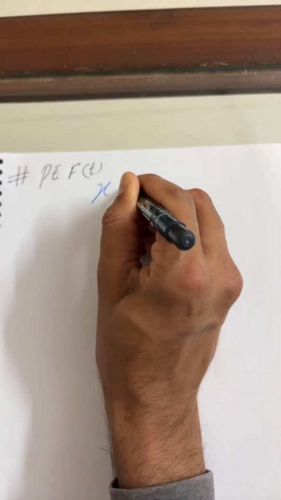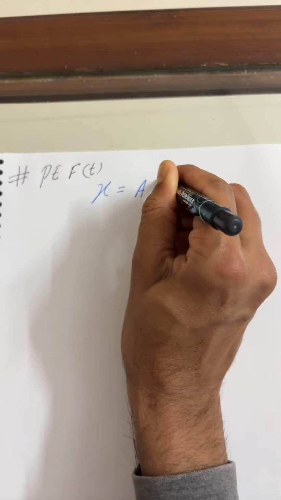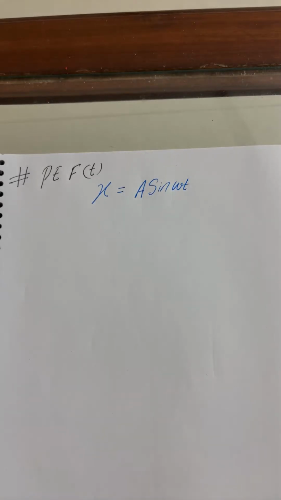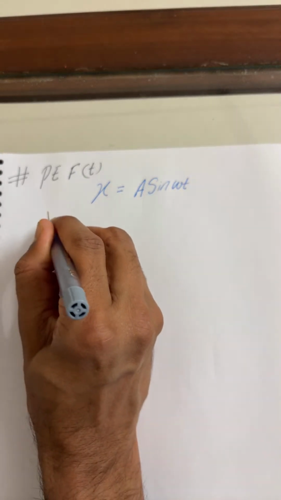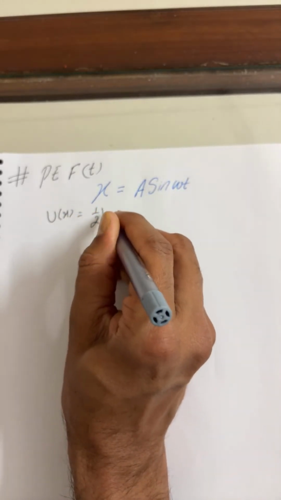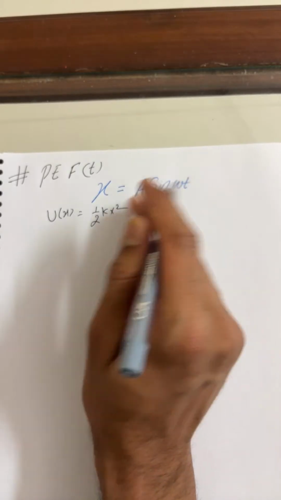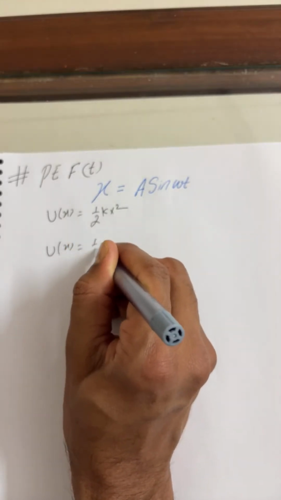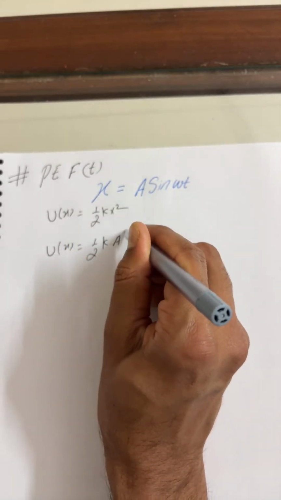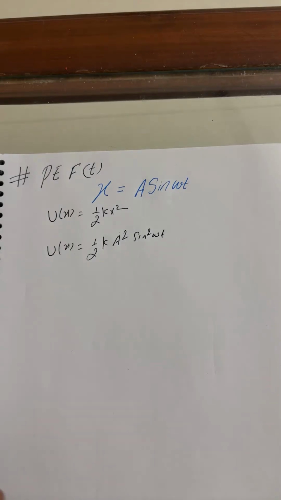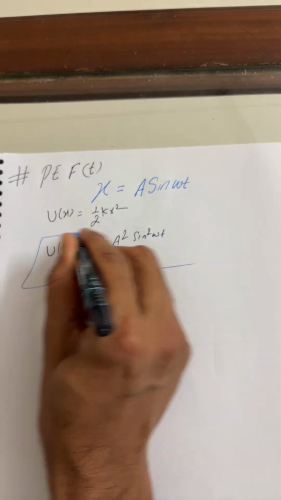I hope all of you remember the equation of SHM, x as a function of time t: x is equal to a sine omega t. Just now, we derived the result U as a function of x, which is equal to half kx squared. Now just replace x with a sine omega t. So U as a function of x, you can write half k a squared sine squared omega t.